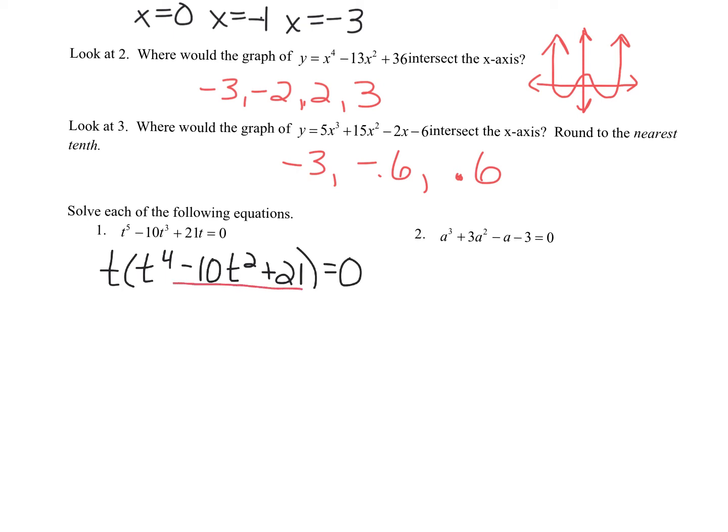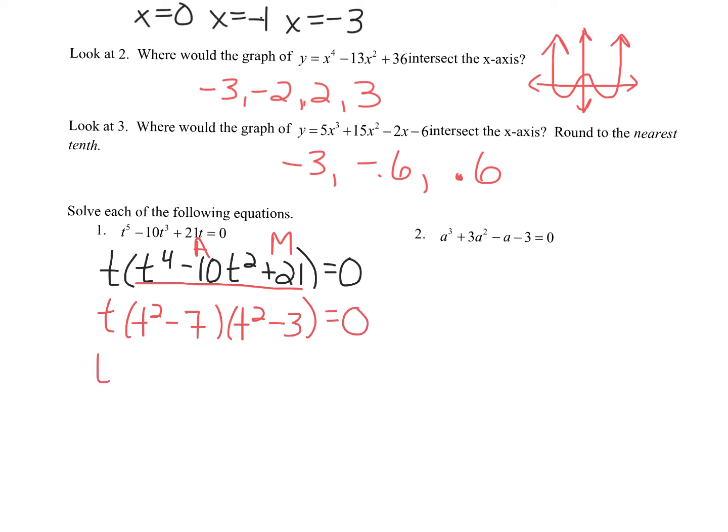This equation here is that structure where we have a 4th power, a squared, and a constant. So I'm going to factor it like a quadratic, but I'm going to put t squareds in the front instead of just a t. Numbers that add up to -10 and multiply to 21 are -7 and -3. And we'll put the t in the front.